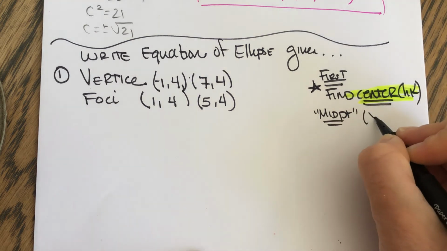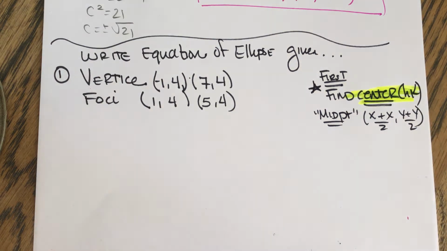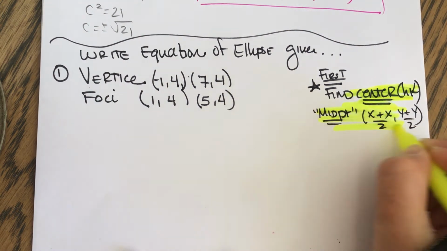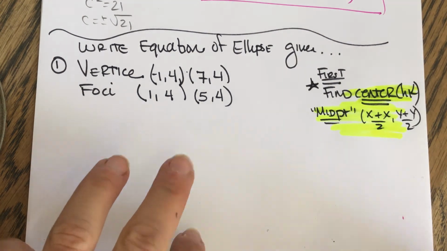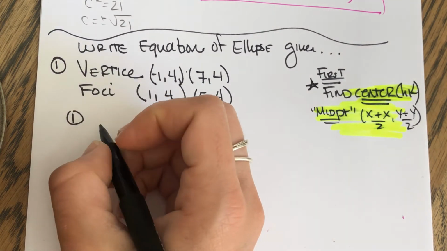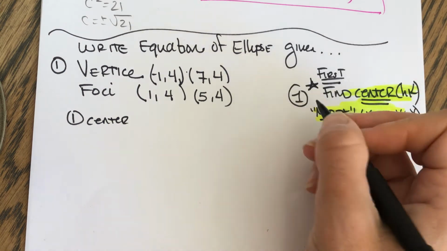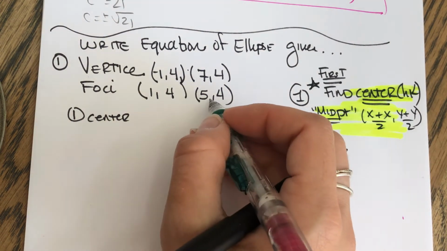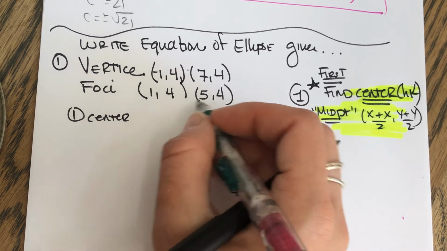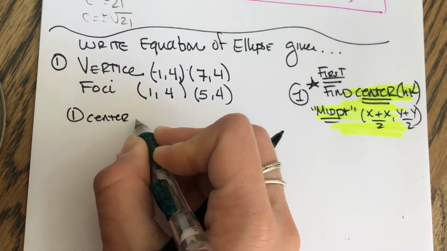Here is your midpoint again: x plus x over 2, y plus y over 2. And we talked about your center. It's in the middle of everybody. I don't care which one you find. Okay, so step 1, my center. So to find the center, again, it doesn't really matter which you take, I'm going to take my foci, because they're the easiest, they're smaller numbers.